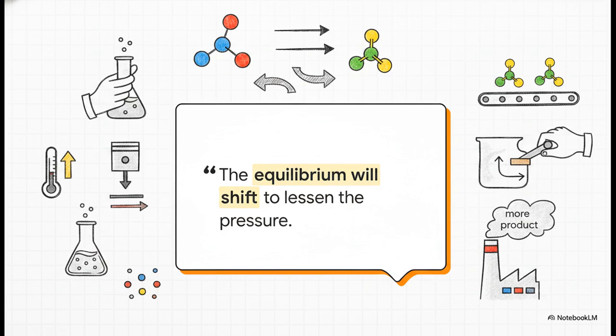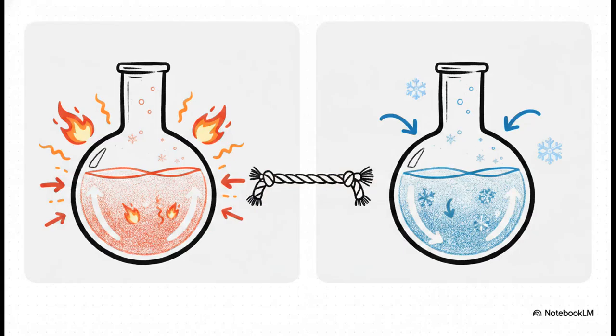It states that if you stress a system by changing pressure, temperature, or concentration, the reaction will literally shift to lessen that stress. So operators essentially use this rule to trick stubborn reactions. By constantly removing the product or strategically altering the pressure, they force the reaction to keep moving forward, yielding way more product. And temperature is a massive stressor that we can manipulate.